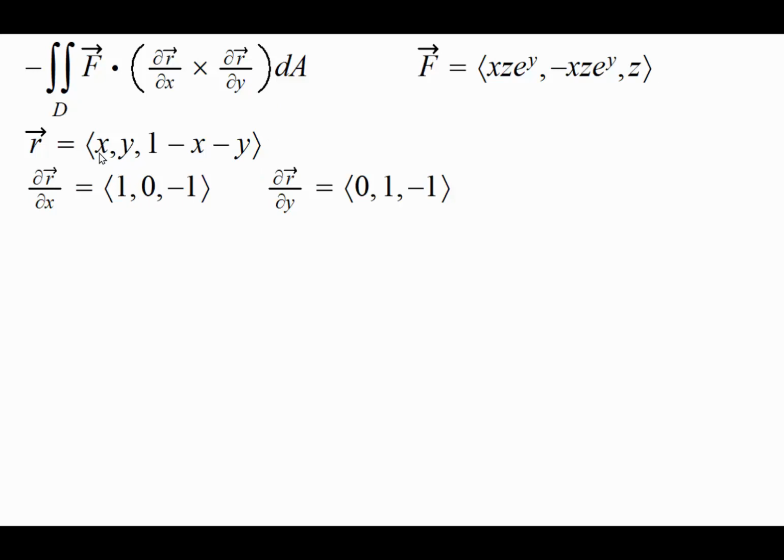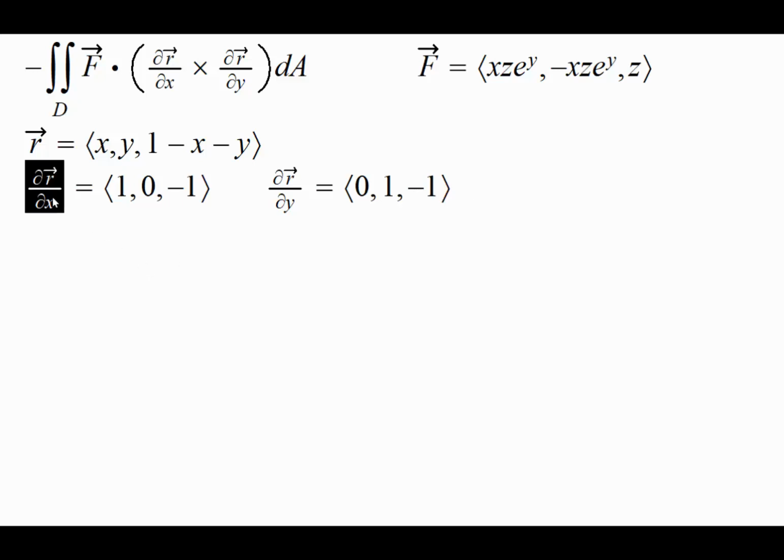So dr/dx will be (1, 0, negative 1): the derivative of x is 1, that of y with respect to x is 0, and here I got only this part as a function of x, so that gets to be negative 1. Then we have dr/dy: 0, and then the derivative of y is 1, and here, of this whole quantity, only negative y is differentiated with respect to y. So we get negative 1 here.